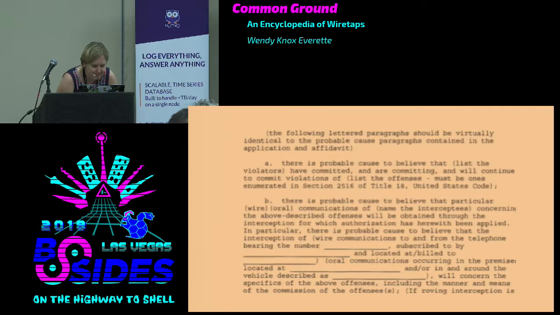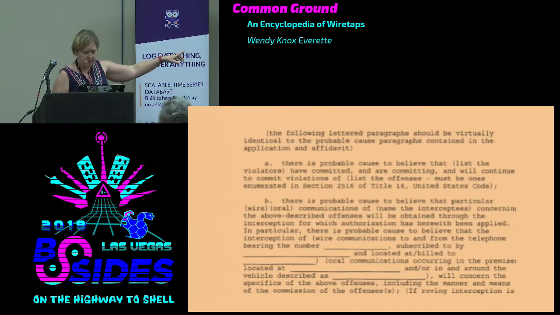Sorry, it's small and blurry on my screen too. And so we have to say the interception of the wire communications. Note that again we say subscribe to, located at. If we don't know these, we say unknown. It cannot just not say it if you don't know what it is. And this is where, again, you have your checklist. Do you have this? Do you have this? Do you have this? And you're going down the order and marking it off as you go.